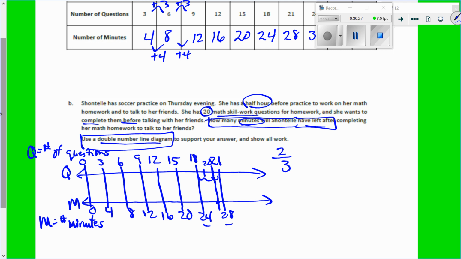So how far is that distance? What's the distance between 24 and 28, Andrew? How far is it between them? 4. So I want to know what spot is 2/3 of the way to 4. So I multiply them. Remember, when I do a whole number, I have to put it over 1. Then I just multiply. 2 times 4 is 8. 3 times 1 is 3. 3 goes into 8 twice with 2 left over.